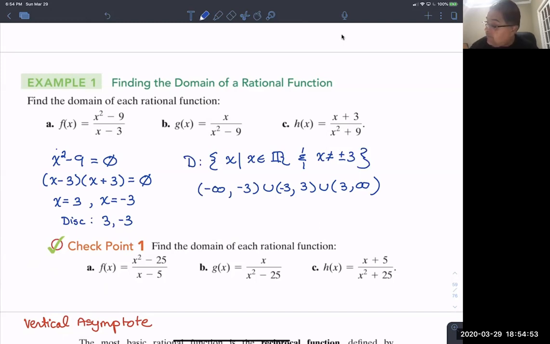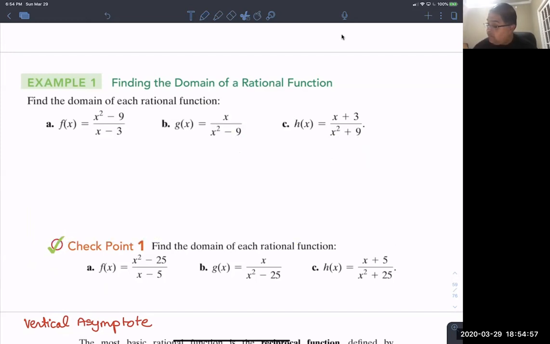All right, now let's do problem C. Okay, problem C. Again, pause the video and try to work it yourself and come back for the solution. All right. So step 1, we set the denominator equal to 0. Okay. And we try to solve.